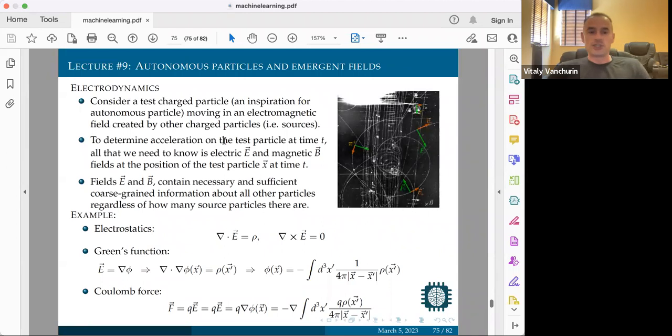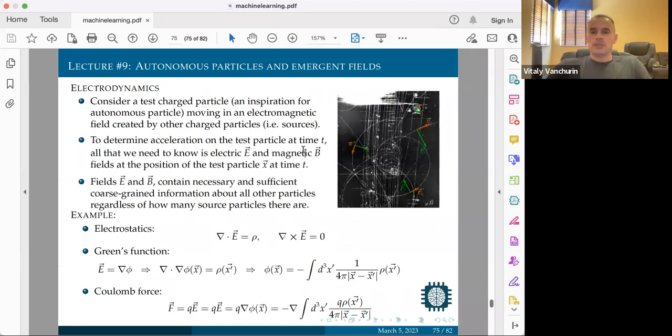Now, for a test particle, or for this autonomous particle, at any time t, in order to make decisions of where to move, all it has to do is to determine the values of electric and magnetic field at its location. So it may not know anything about other particles, but it just looks for electric and magnetic field. And once it knows it, it knows how to move. Usually what we would do is plug this E and B into the formula for the Lorentz force, and it will tell you how to move.